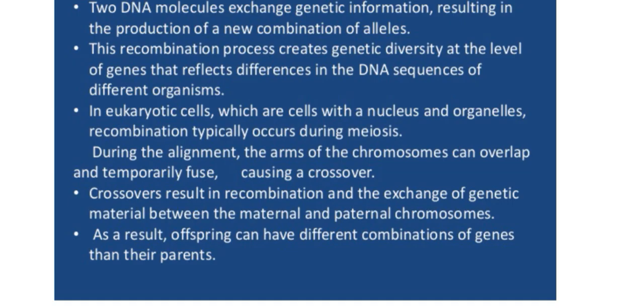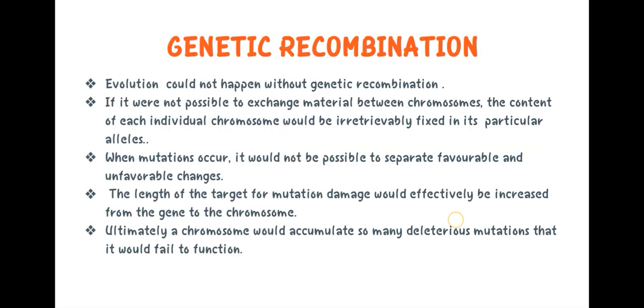During the alignment, the arms of the chromosomes can overlap and temporarily fuse, causing a crossover. Crossovers result in recombination and the exchange of genetic material between the maternal and paternal chromosomes. As a result, offspring can have different combinations of genes than their parents. Then genetic recombination: evolution could not happen without genetic recombination.